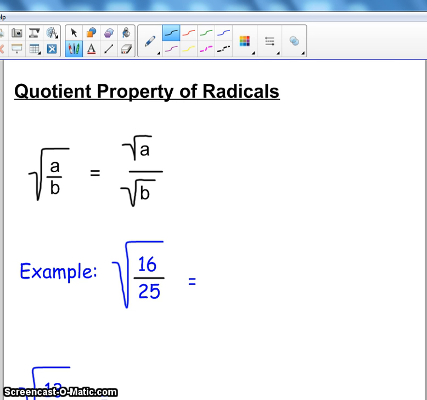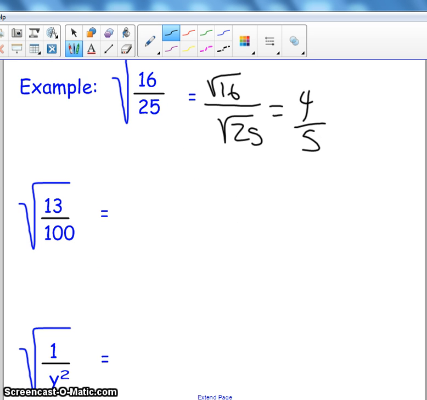The other property we know is if we square root a quotient, we can square root the top and the bottom. So what we're going to have here is the square root of 16 underneath the square root of 25, which is 4 divided by 5. On this example, I have the square root of 13 over the square root of 100, which is square root of 13 over 10.